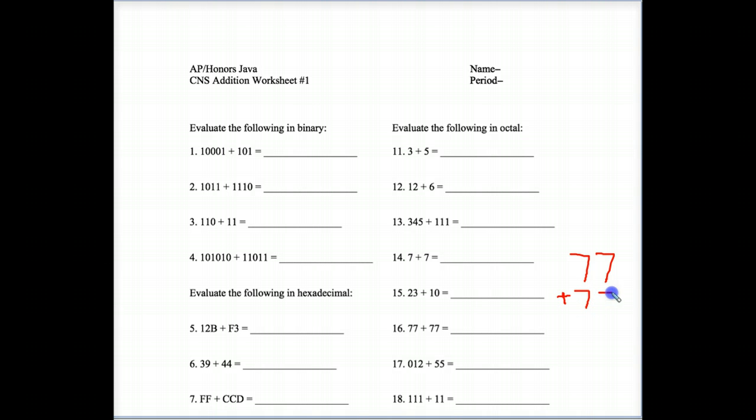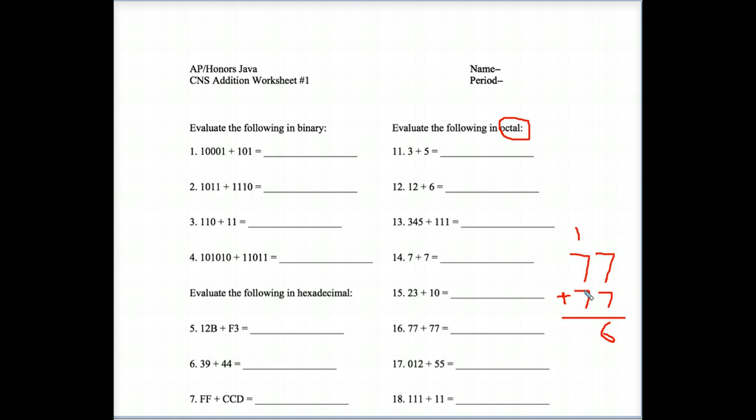You start with the ones column, and 7 plus 7 is 14. Now you have to ask yourself, how many groups of 8, because we're in octal, can you take out of 14? One group, so you have to carry that one. You're left with 6, so you put the 6 down here.